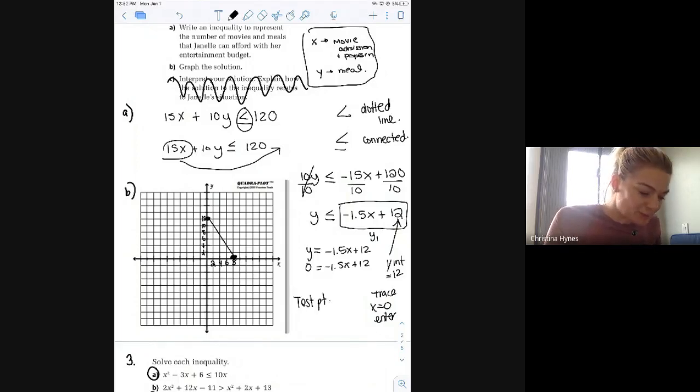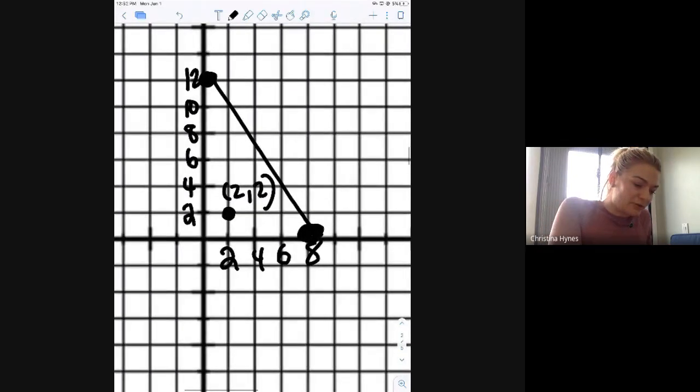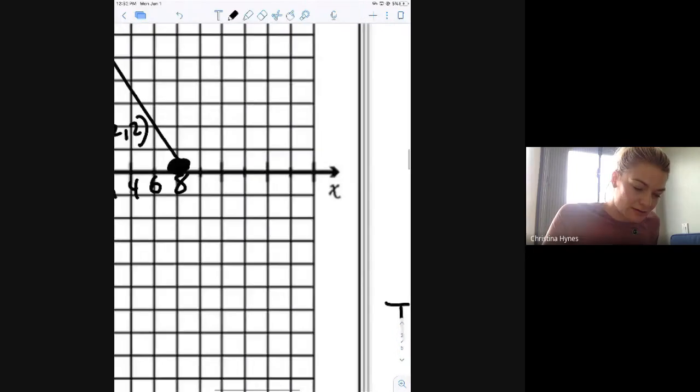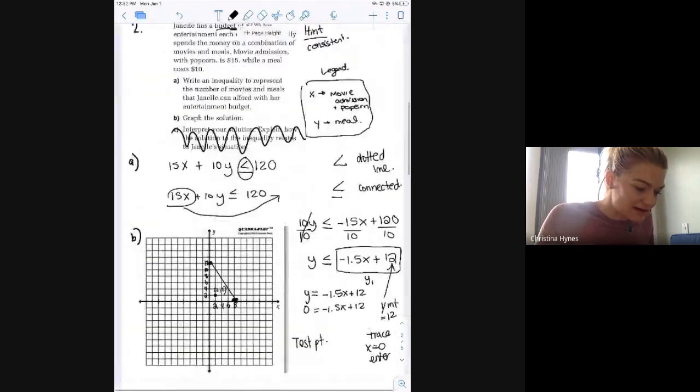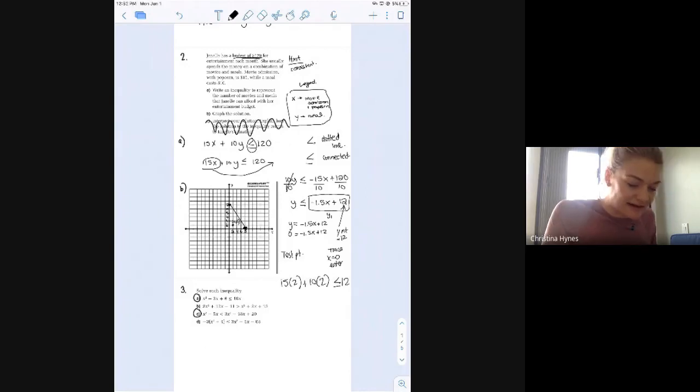Okay, so my test point that I could use could be like the point 2, 2. That's within the solution region right here. So if I plug in 2, 2, that would be my way of confirming that that is within the solution and that it should be shaded. So you can go back to the inequality and plug in where x is 2. So you can go 15 times 2 plus 10 times 2. Is that less than or equal to $120?